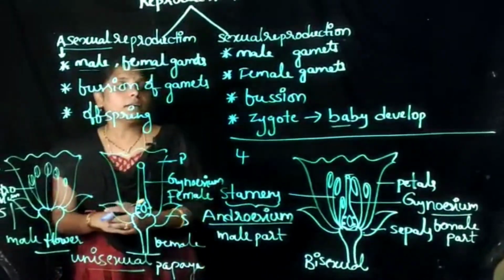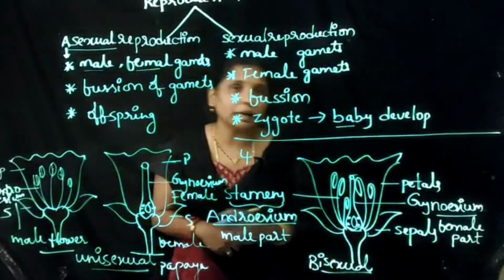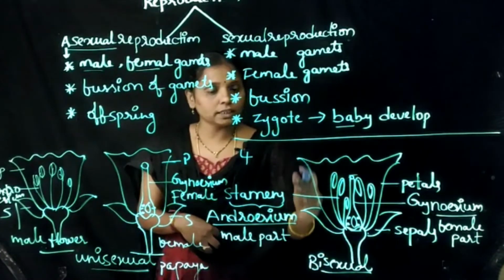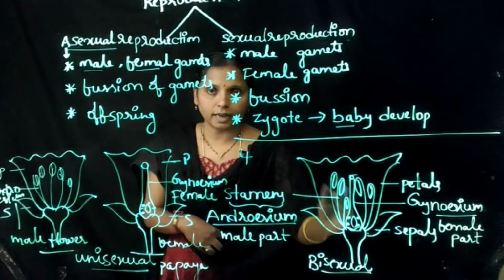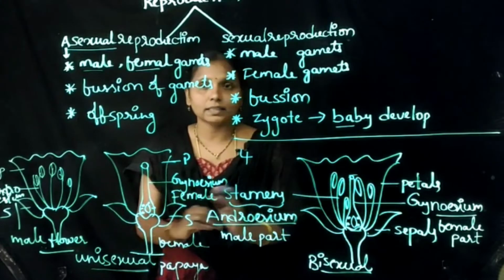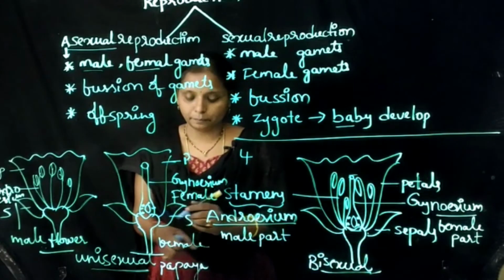Okay. And in most of the plants we can find bisexual flowers. Bisexual means containing two sexual parts of the flower, means androecium and gynoecium, both are present in it. So these types of flowers are called bisexual flowers.